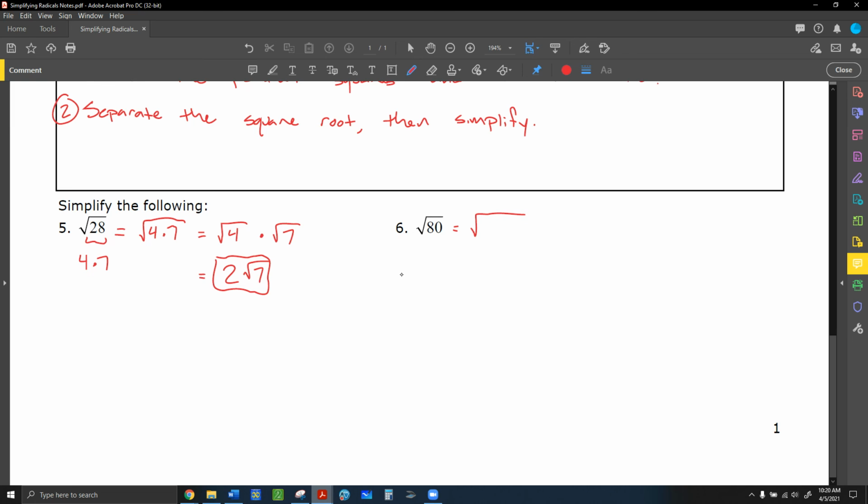So we can say the square root of 80 is equal to the square root of 16 times 5. Step 2, separate those square roots. So the square root of 16 times the square root of 5. And we know what the square root of 16 is. That's why we found that perfect square. That evaluates to 4, and then times the square root of 5. So 4 root 5, or 4 times the square root of 5.